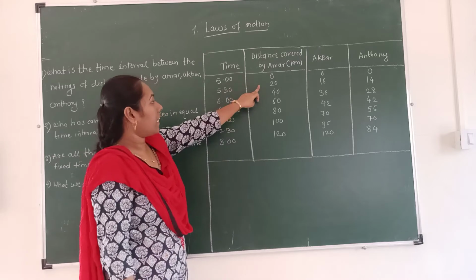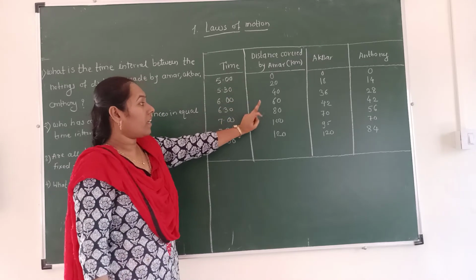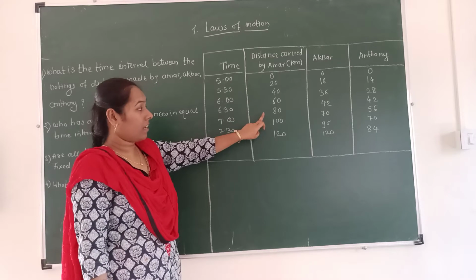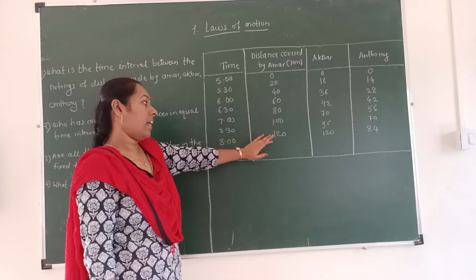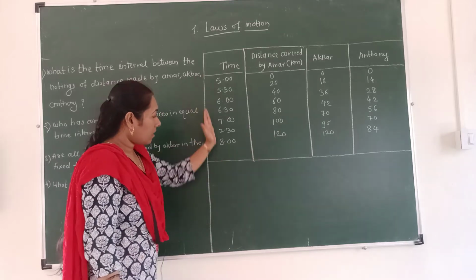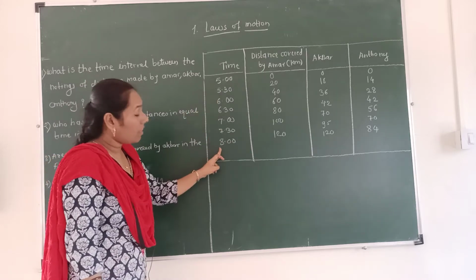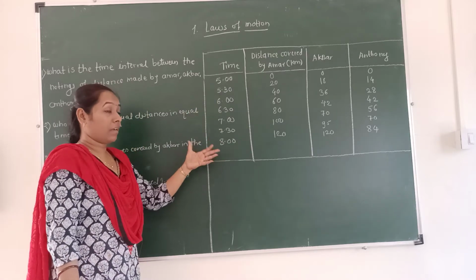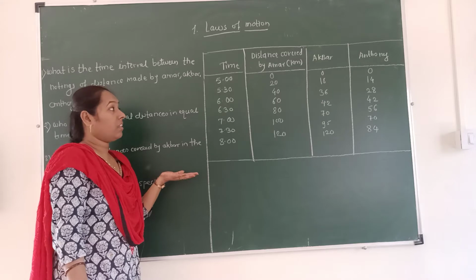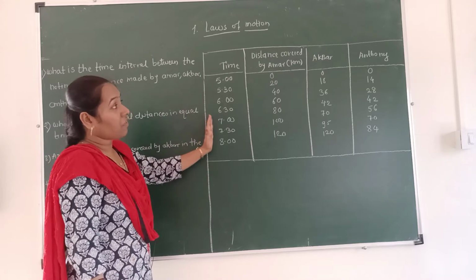Here is 20 kilometer, here is 40 kilometer, here is 60 kilometer, here is 80 kilometer, here is 100 kilometer, and here is 120 kilometer. If we look at the time interval, the time interval is the same. The difference is 30 minutes.